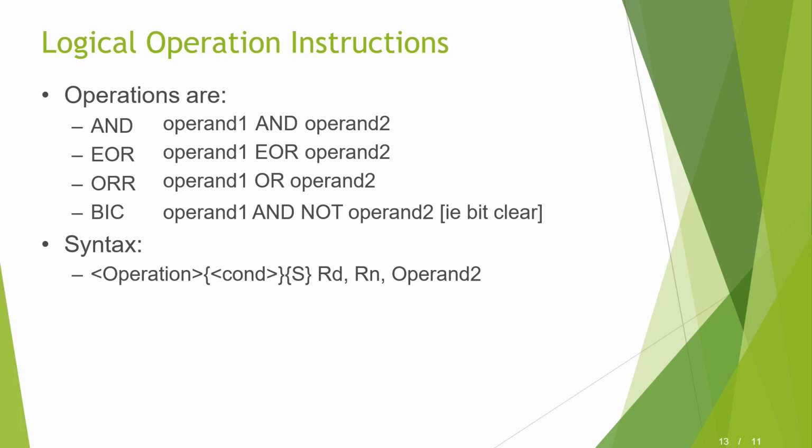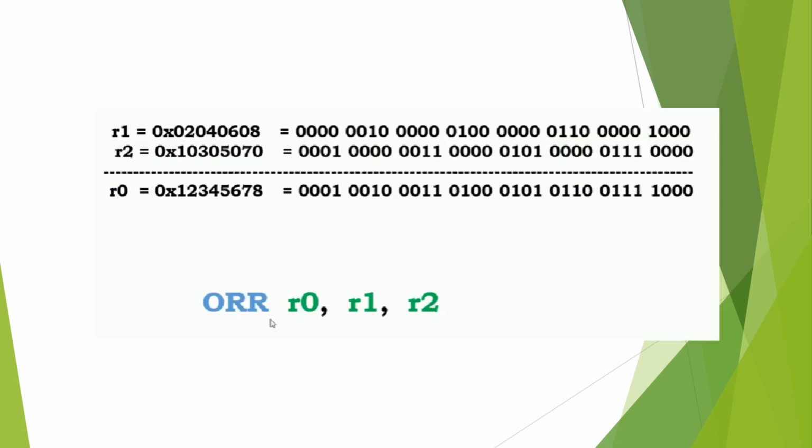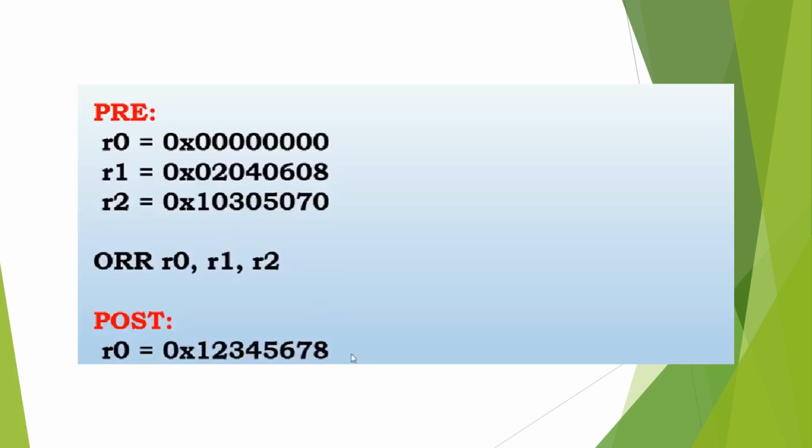These are understandable. See here, R0 value, R1 value, R2 value. If I do the OR operation, what will I get? 0x12345678. So as I said, we got this answer perfectly.